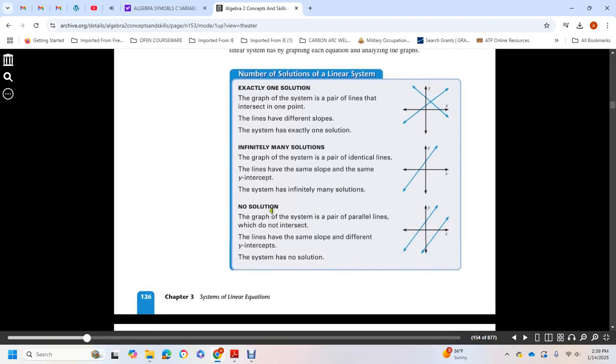No solution: the graph has parallel lines, which do not intersect. The lines have the same slope but a different y-intercept. The system has no solutions.